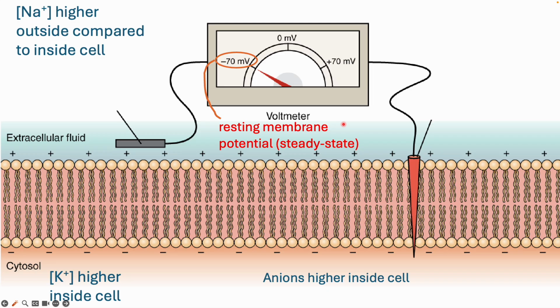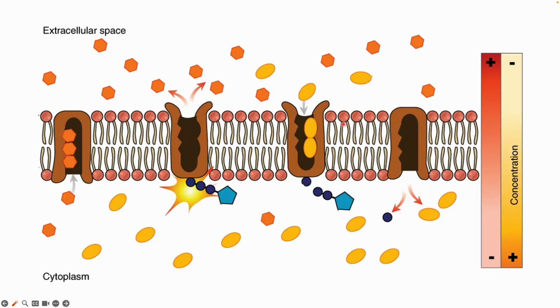So the resting membrane potential, that is the steady state potential, is going to be around negative 70 millivolts for neurons. In order to maintain this, we have to have a flow of sodium and potassium across the membrane. Our sodium ions are higher on the outside of the cell, and our potassium ions are higher inside the cell. What maintains this is what is known as a sodium-potassium ATPase pump.